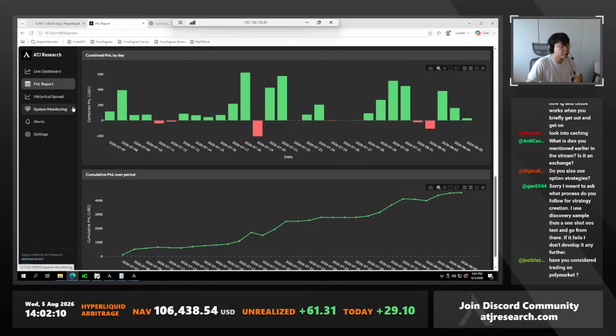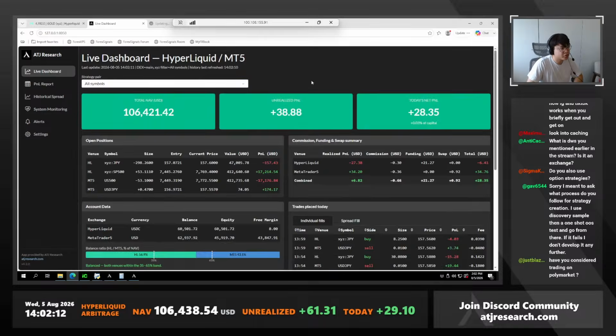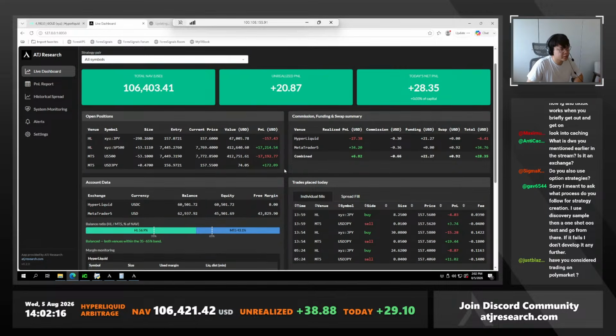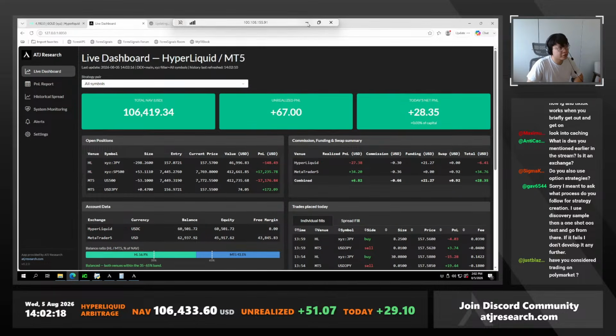Of course, when you look at drawdowns, you also want to look at the unrealized drawdown. But most of the time, this type of arbitrage is in profit very, very fast. Because if it's not in profit very fast, then probably there's an issue with the strategy in the first place.